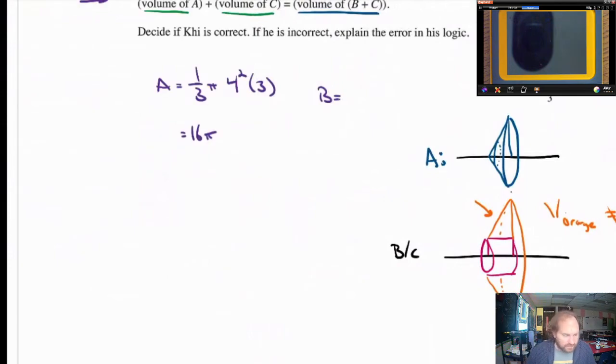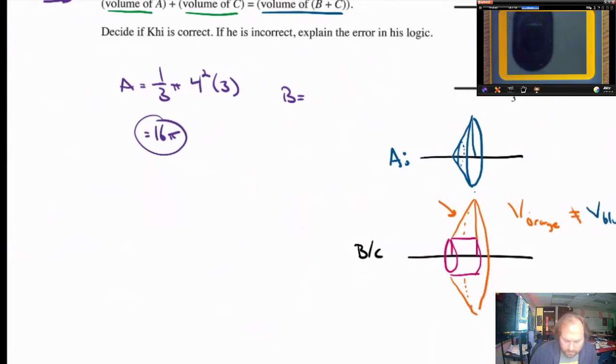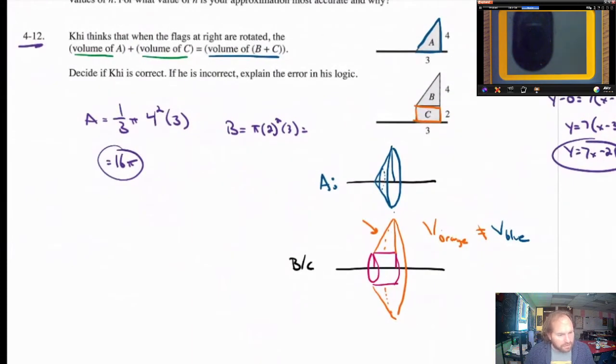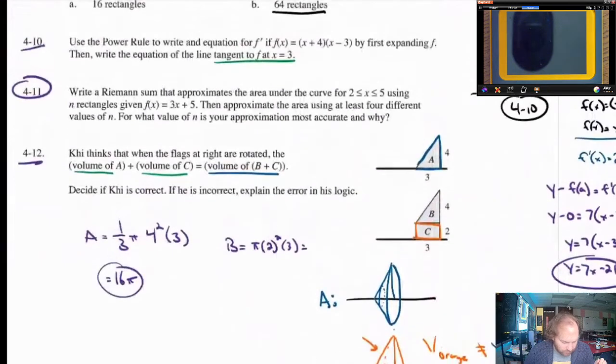I started working on this a little bit. You get 16 pi for A. B would be pi r squared times h, which is pi times 2 squared times the height of 3. But actually, I don't want to bother calculating B right now, because B and C together would be easier to do as a cone minus a missing cone, but even then, it's a lot of work. I want you to see right now that the orange is not the same as the blue. That's all I want to walk away with from this problem.